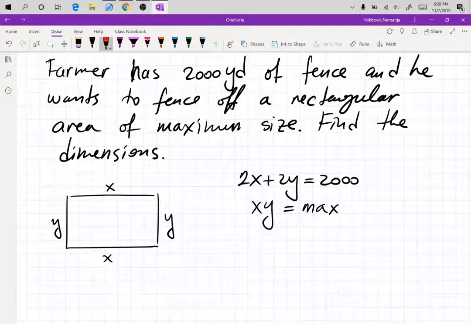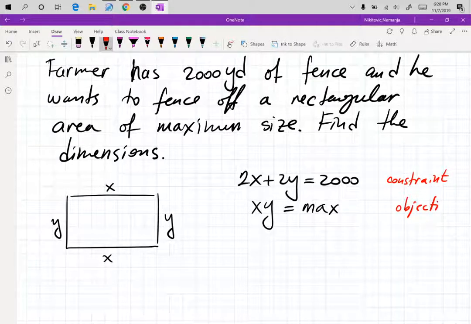So the top equation is called the constraint. And then the bottom one is called the objective. Your objective is to maximize area. That's what you want, right? You want the maximum area to enclose as much space as possible to have your cattle or to plant cabbage or whatever it is.